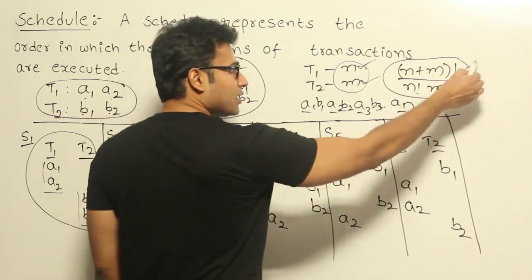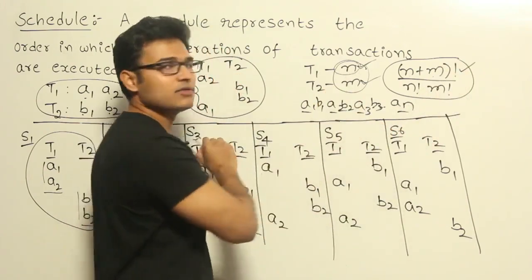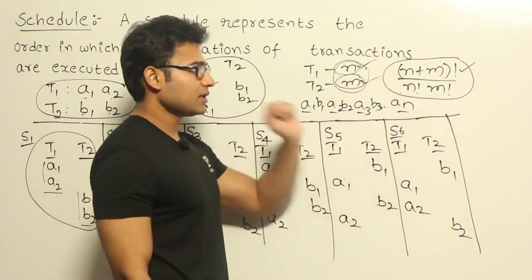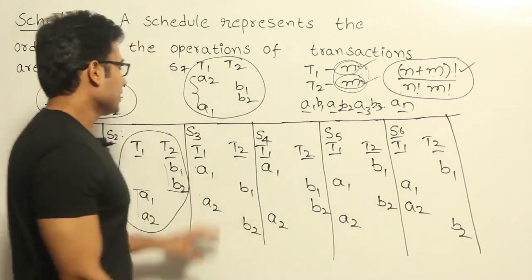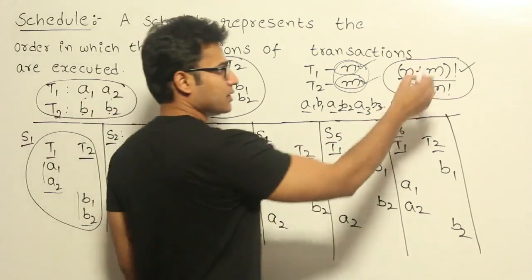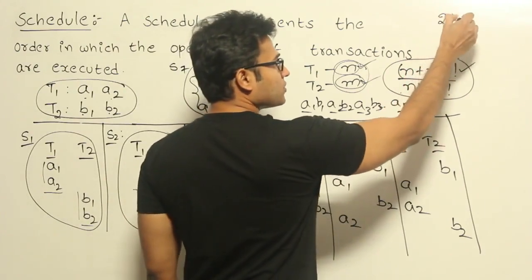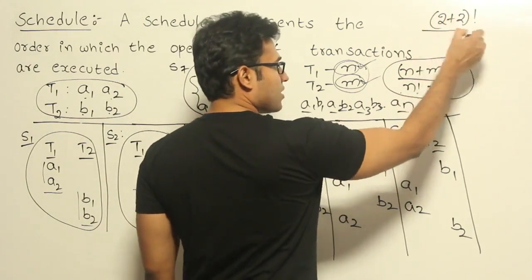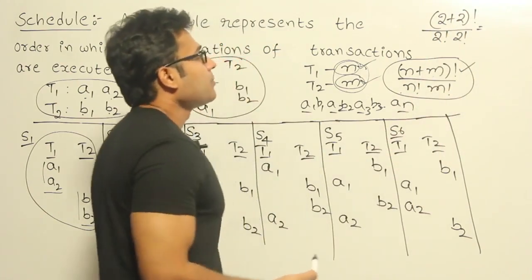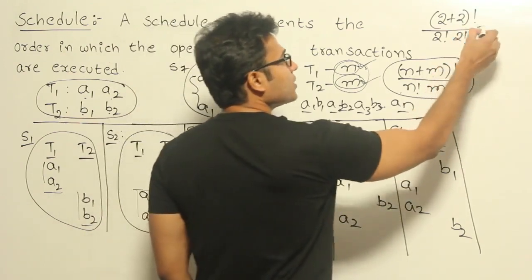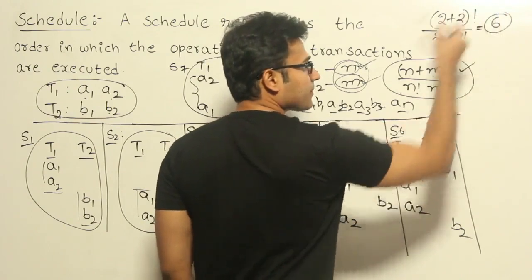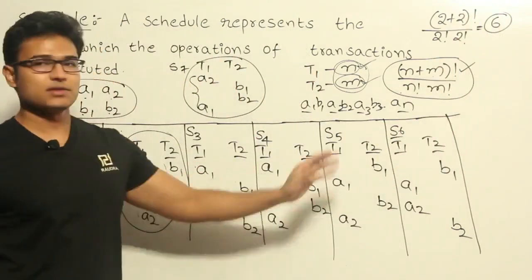Now this number we got, assuming that we are going to change the ordering between this and the ordering between this, we have to cancel that effect. That is why I am dividing with n factorial into m factorial. Now in this case, n and m are 2 and 2. Therefore, what are you going to get here? 2 plus 2 factorial divided by 2 factorial into 2 factorial. If you compute it, this number is 4 factorial divided by 2 factorial into 2 factorial, which is 6. Got it? So that is why you got 6 schedules.